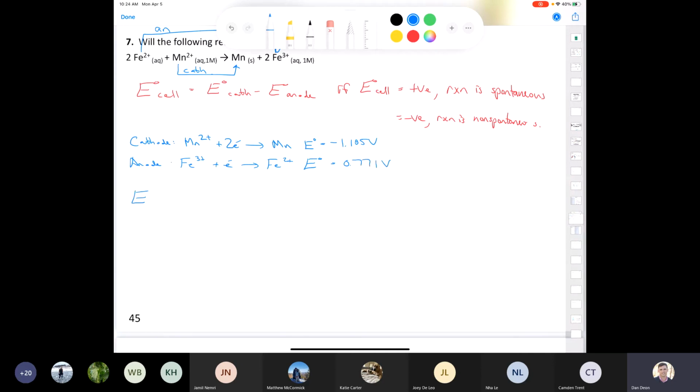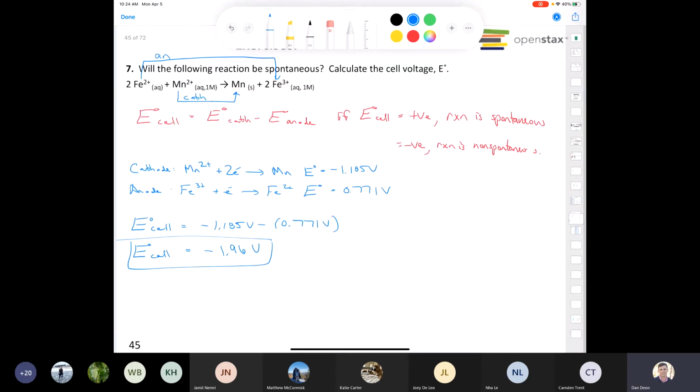So we have our E cell, our standard cell potential, equal to negative 1.185 volts, subtract 0.771 volts. You can see right away that the E cell is going to be negative. It gives you negative 1.96 volts. Okay, and so the reaction will be non-spontaneous. So the standard cell potential is negative, therefore non-spontaneous. There we go.